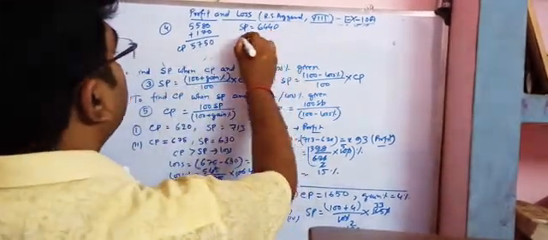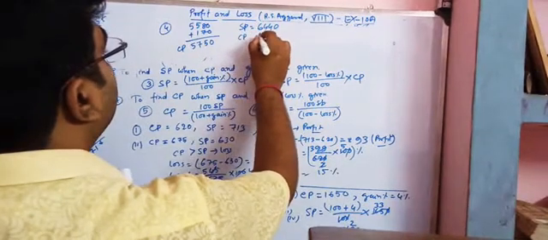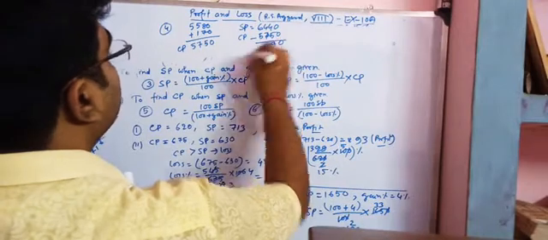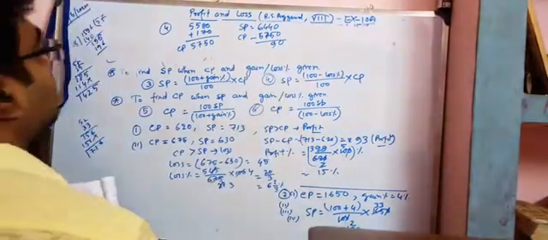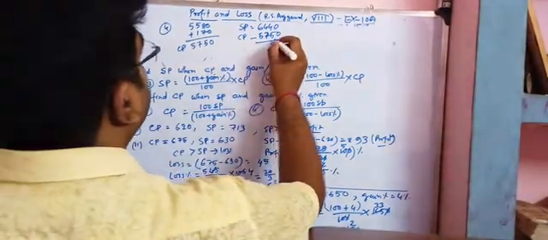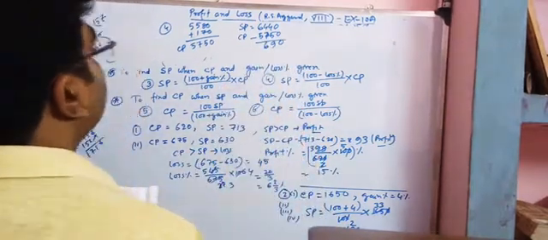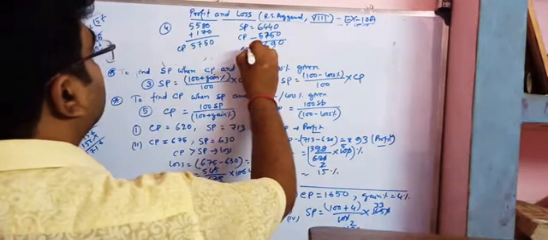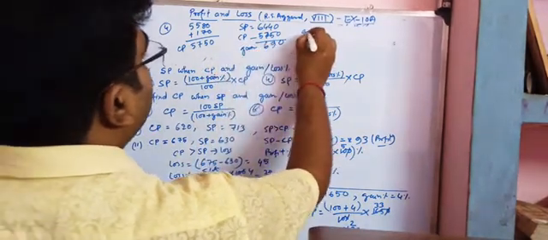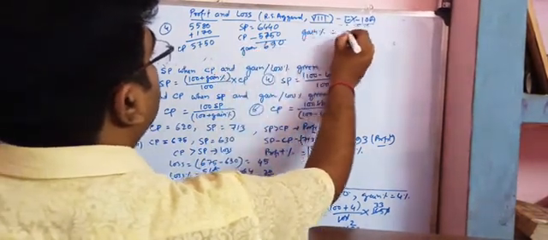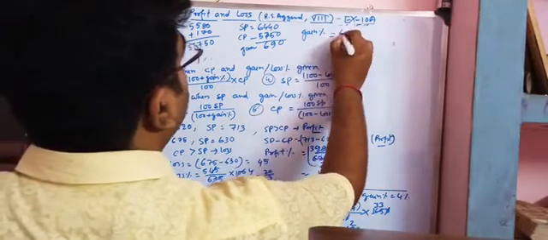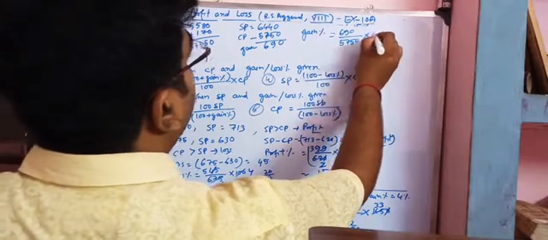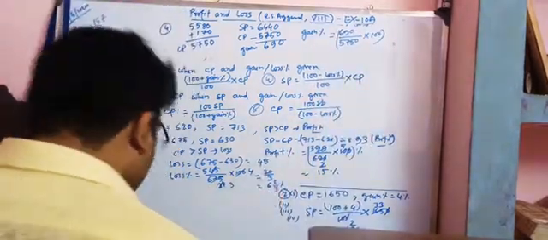Now what is my gain? 6440 minus 5750. Rupees 690 is my gain. Now this is my gain. Now gain percent is equal to 690 by 5750 into 100. Okay, so this is my gain percent.